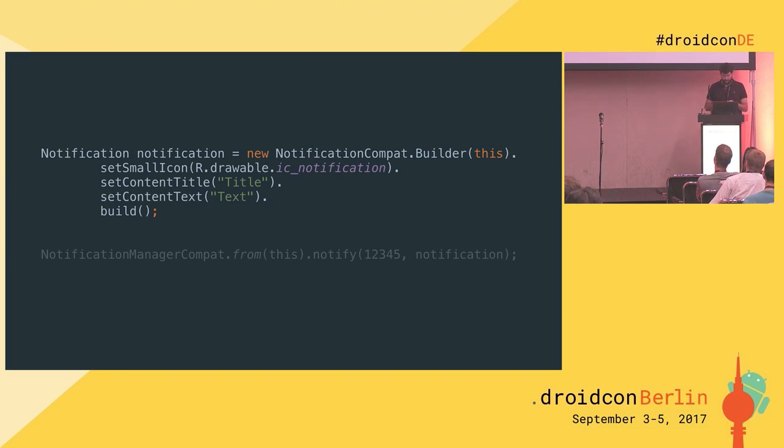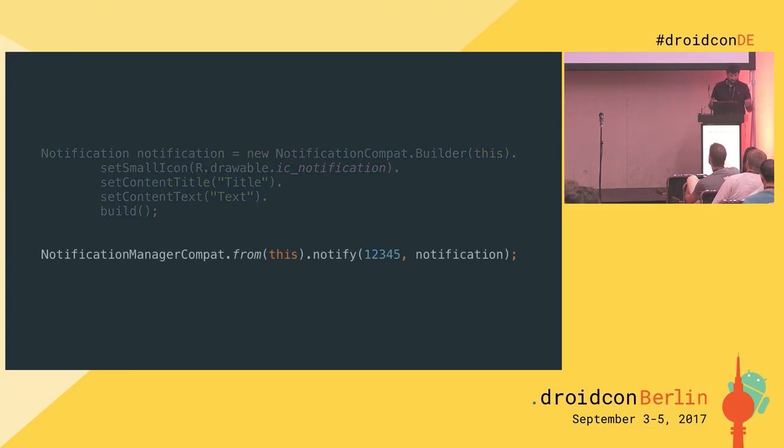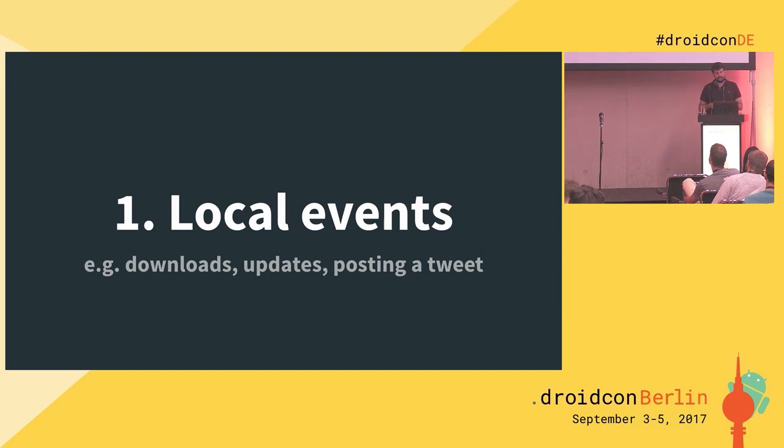You will use the NotificationCompat, and as was illustrated, I think at the beginning of the talk, the notification really changed over time. So Google provided a compat library to help you handle the change of API. And then you can notify it with NotificationManagerCompat, and you notify with an ID and the notification. But there are several types of triggering. The first one is local event. With local events, most of the time you are just reacting to a click. Download this, update this, posting a tweet, this kind of thing.